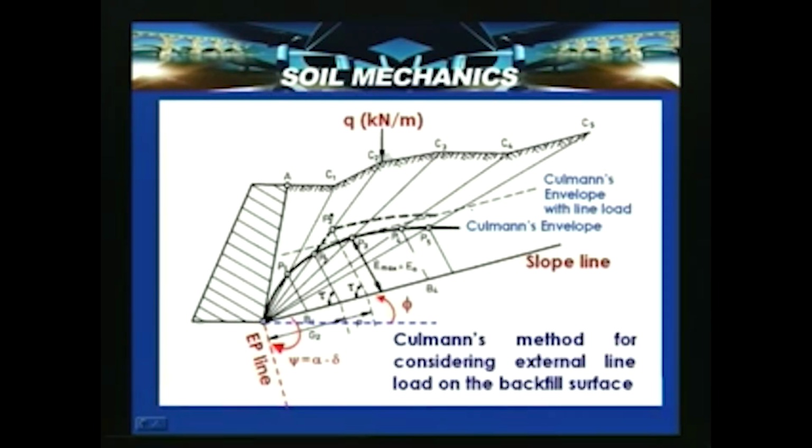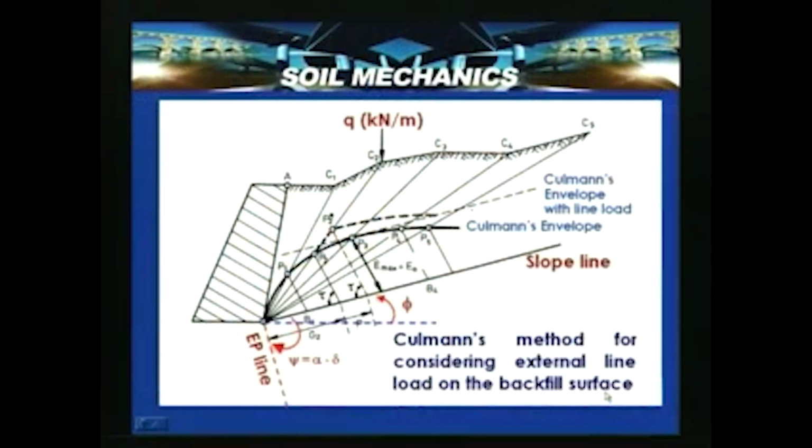In case there is some railway track or a boundary wall which is running very close to the retaining wall, then the effect of this external load on the earth pressure can also be determined very easily by using Culmann's method. So this slide shows a method for considering an external line load on the backfill surface.